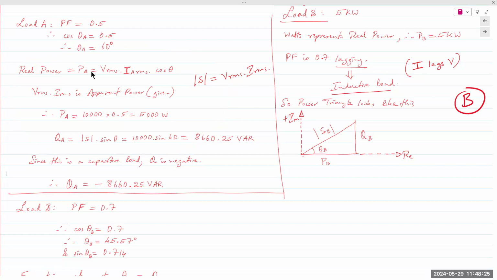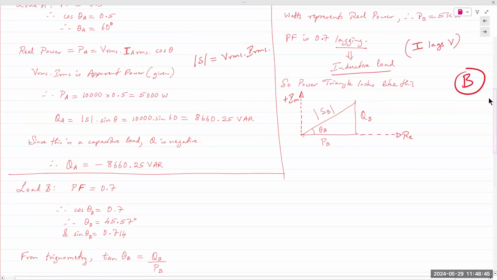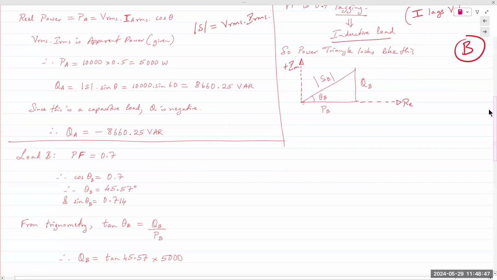10,000 times 0.5. And then QA is sine theta. Find QA, you find the total complex power for element A, load A. And of course, power factor is leading. So if it's leading, it's a capacitive load. Capacitive load means you have a minus sign next to it, minus 90.